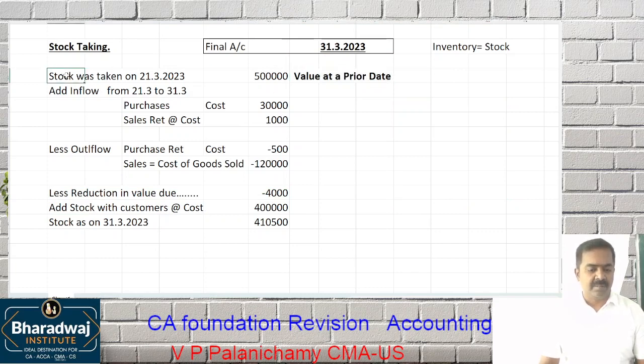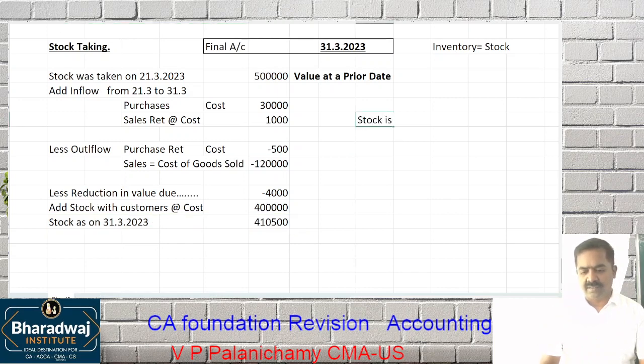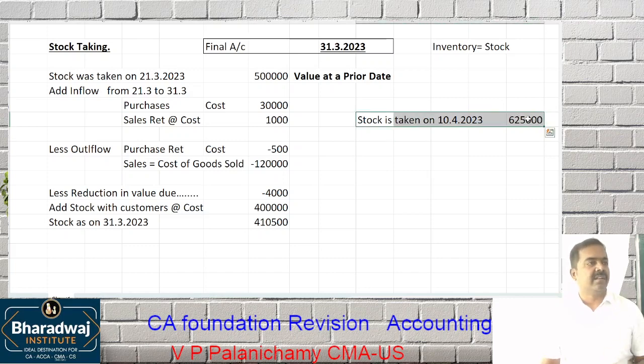Suppose the stock was taken on 21st March. We go forward and find out the stock at the end of the year. So when going forward, what should we do? Add all the inflows minus all the outflows. Suppose the stock is taken on 10th April 2023. Let's assume it showed 6,25,000. Is this at a prior date or later date? Later date. Now what do you do? Think reverse.